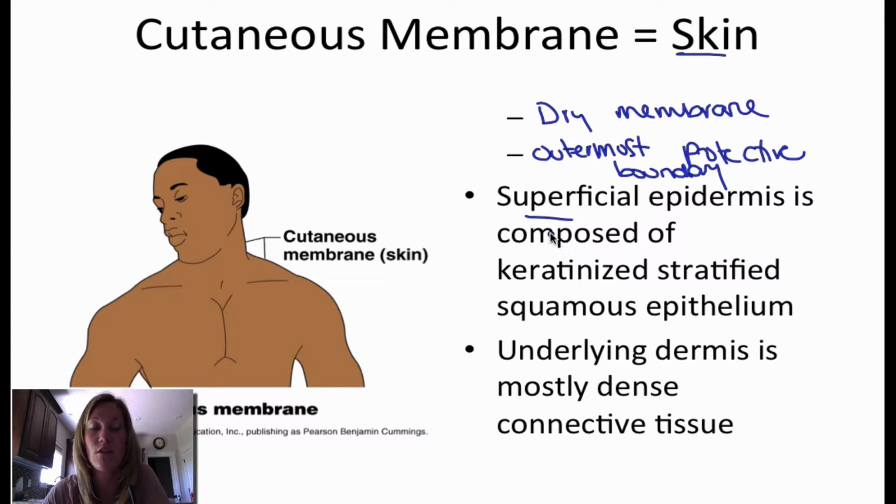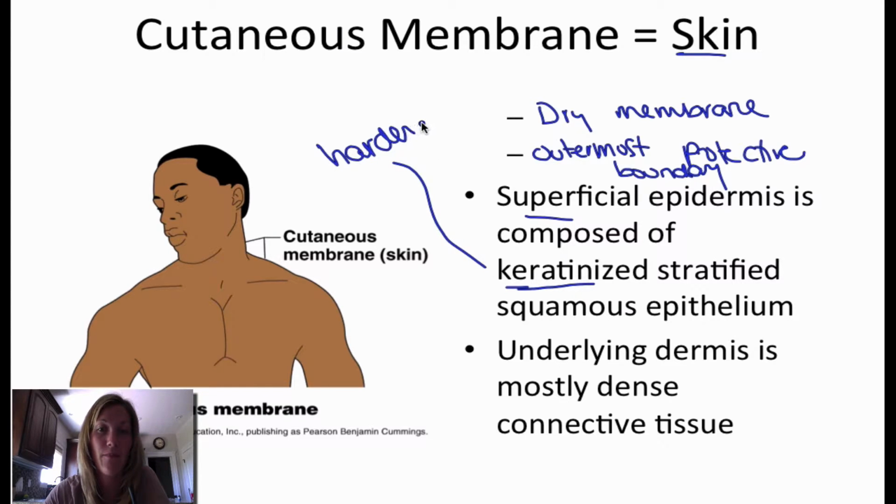The superficial, hopefully you remember what superficial means. It means the outermost. The superficial epidermis is composed of keratinized, stratified squamous epithelium. Keratinized means that it's hardened with a protein. So it's a protein that hardens cells. Stratified means what? More than one layer. Squamous means flat epithelium. The underlying dermis is mostly made up of dense connective tissue.